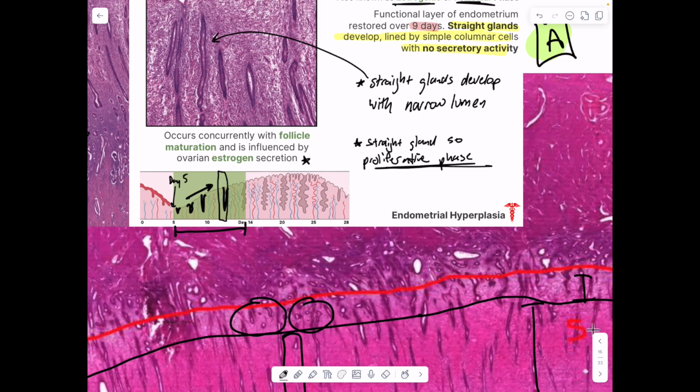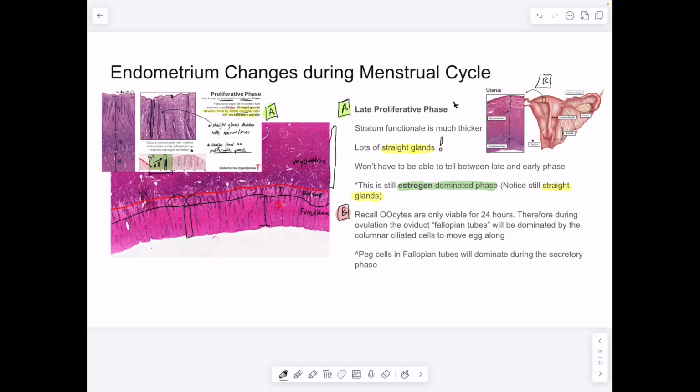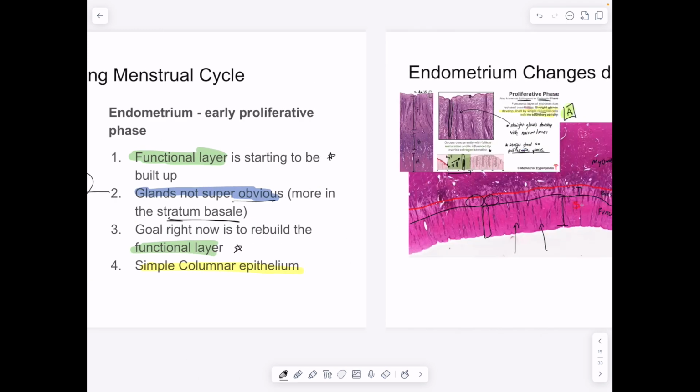This whole proliferative phase, aka the estrogen phase or follicular phase, and we see that the straight glands have been developing, and they're lined by simple columnar cells. We still have simple columnar at the top, and they're maturing with more estrogen secretion. All right, so the functional layer is getting thicker, lots of straight glands. We can see all of these here. We don't have to be able to tell between the late and early phase, right? But the glands are much more pronounced than the early phase.